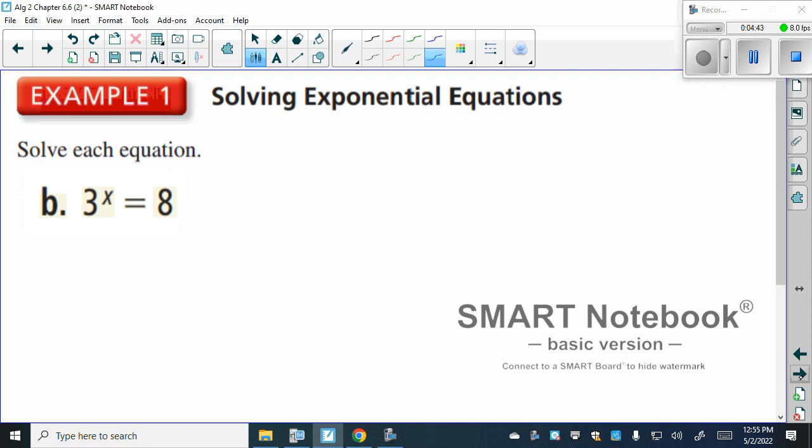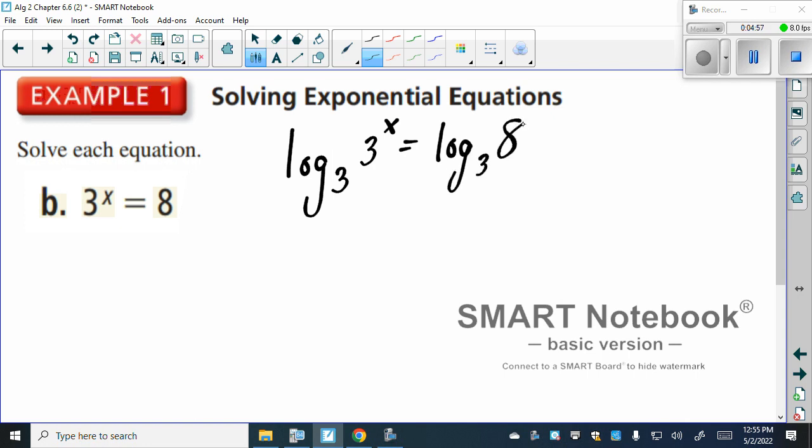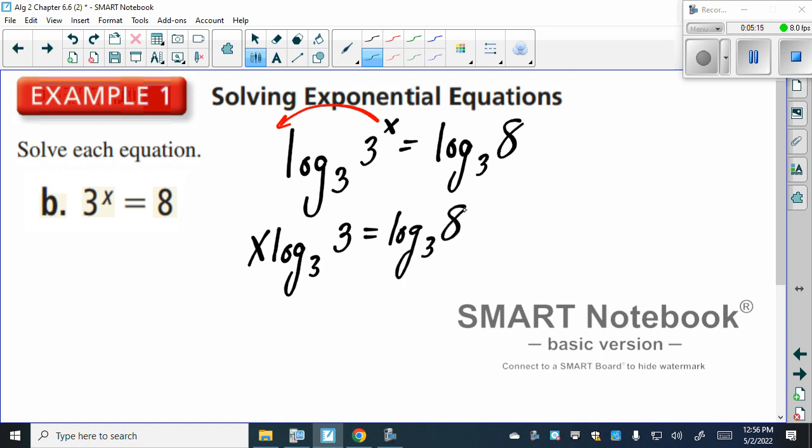Let's look at the next one: 3 to the x equals 8. So what can we apply to both sides? Log base 3 of 3 to the x is equal to log base 3 of 8. We're using this so that we can simplify the one side out. On the left-hand side, we can move the exponent up front and have x log base 3 of 3 is equal to log base 3 of 8.